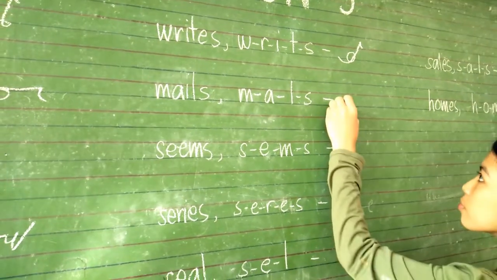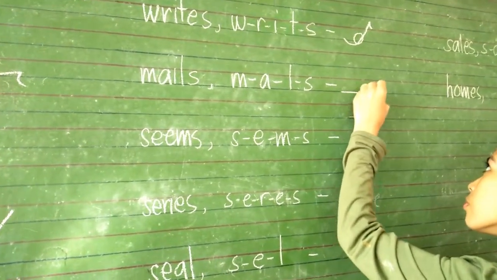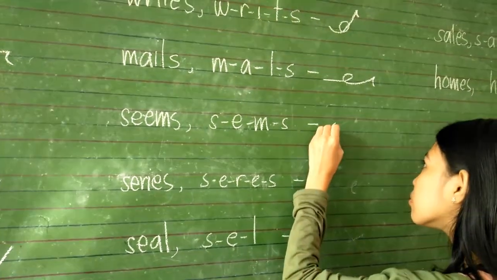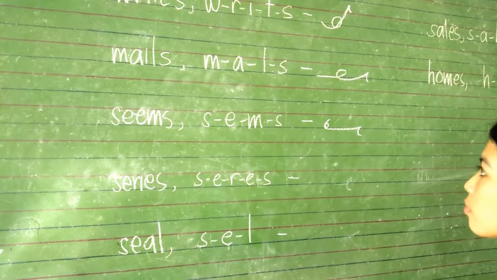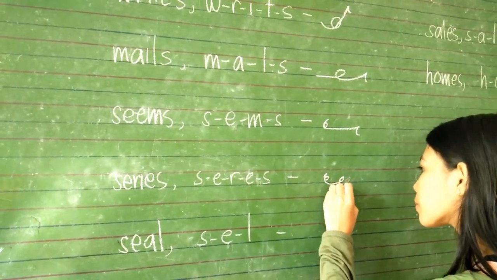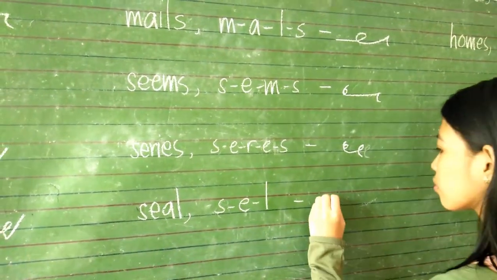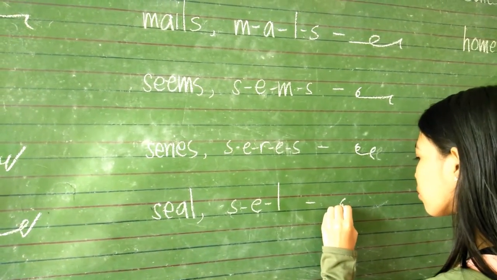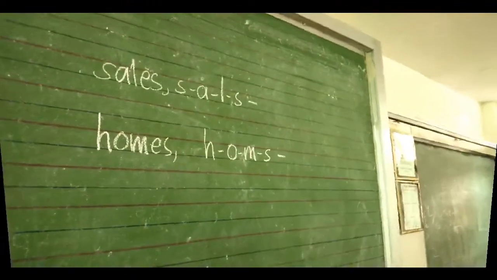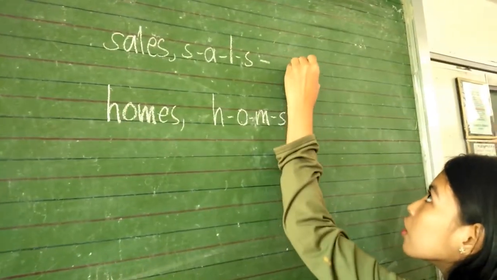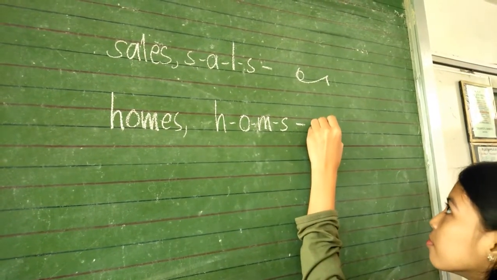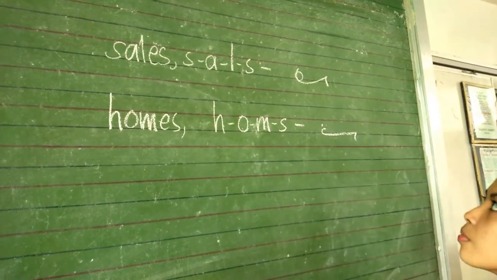Males is represented by M, A, L, and left S. Sims is represented by S, E, M, and left S. Series is represented by comma S, E, R, E, and left S. Seal is represented by comma S, E, and L. Sales is represented by comma S, A, L, and S. Homes is represented by H, O, M, and left S.